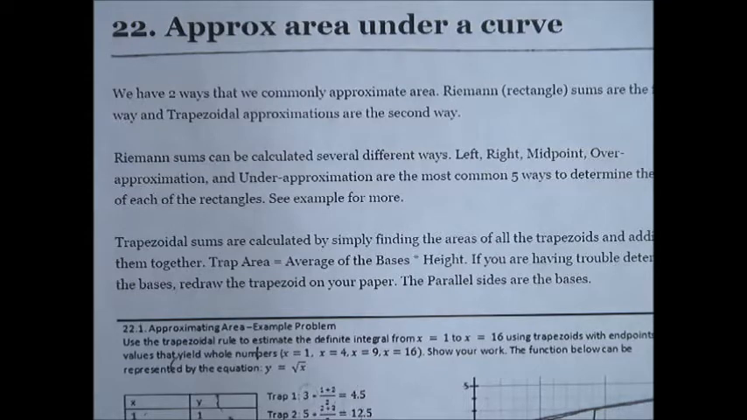Riemann sums can be calculated 5 different ways. One where we choose the left value on the graph, one where we choose the right value on the interval on the graph, one where we use the midpoint, over approximation, and under approximation. We're going to do an example of each of these below.